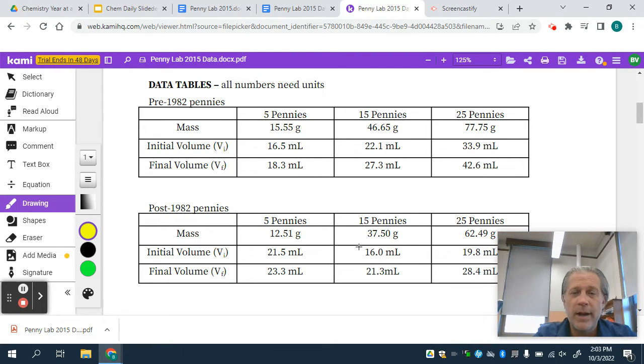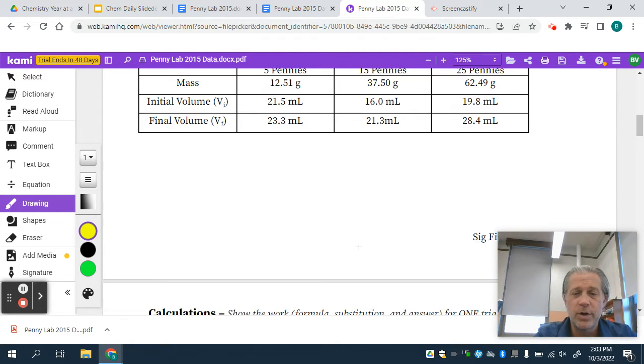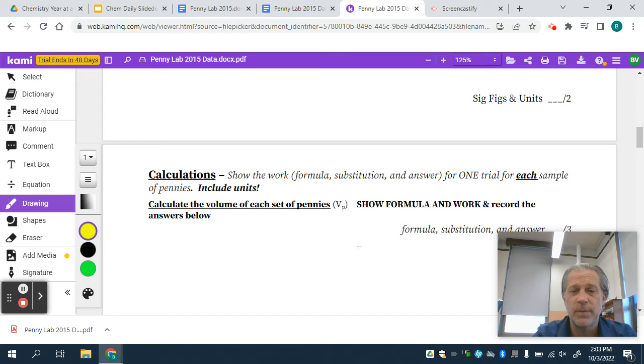All right. So now that you're back and you've copied all of that down, we're gonna do something with this data. So we're gonna move into the calculation section. And in a chemistry lab, your calculation section has some very specific things that we have to do to keep your data clean and neat. So I tell you that we're going to use something called formula, substitution, and answer, and you need to show work for one trial for each sample of pennies.